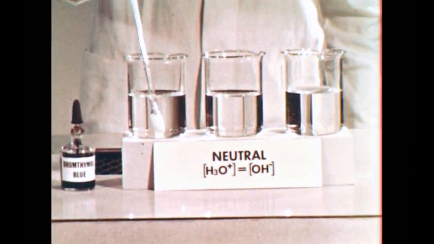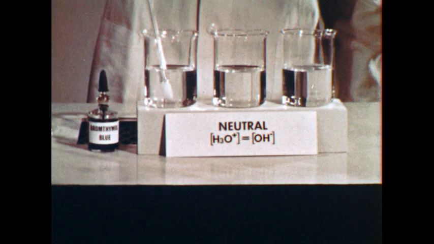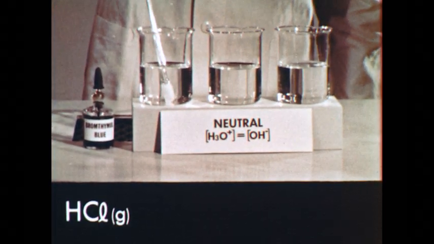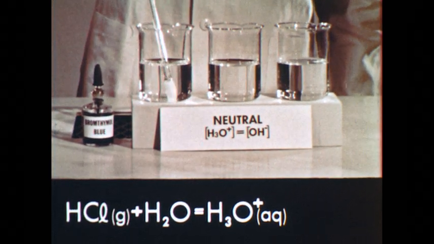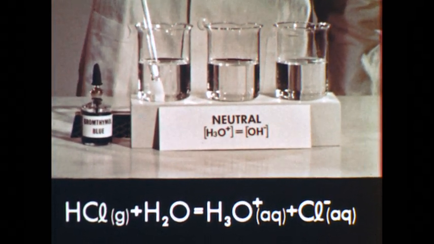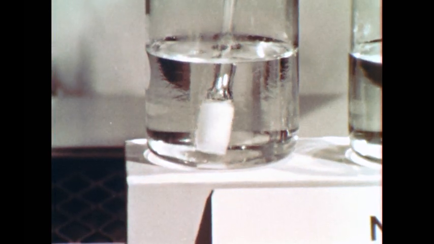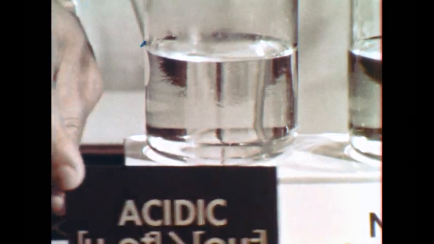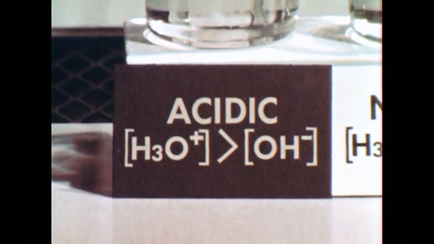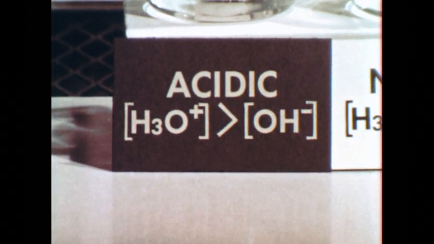Now we'll add some gaseous hydrogen chloride to this beaker of neutral water. The hydrogen chloride reacts with water, producing hydronium ion and aqueous chloride ion. The hydronium ion concentration increases. The hydroxide ion concentration decreases. Acidic solutions are those in which the hydronium ion concentration is greater than the hydroxide ion concentration.